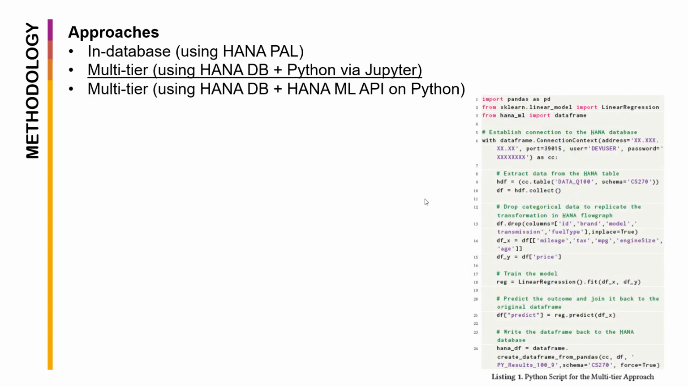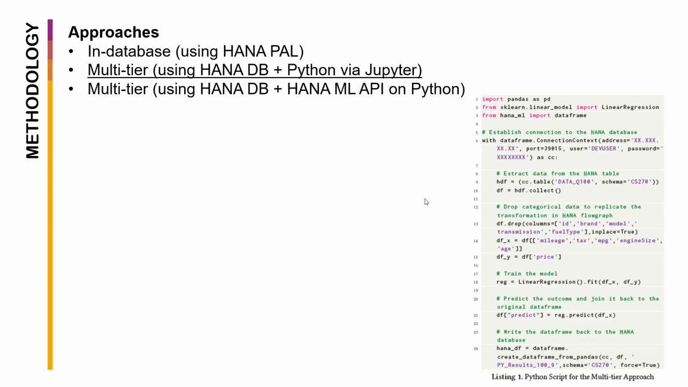Now, for the multi-tier approach, basically what happens here is that we connect to the HANA database, extract the data from that specific HANA table, and copy it into a pandas data frame. We do the model creation on the pandas data frame. So the creation of the model, the application, and the joining happen at the client system. Then we push it back to the HANA database to write it as a new table. This is the standard, or currently the status quo, approach.